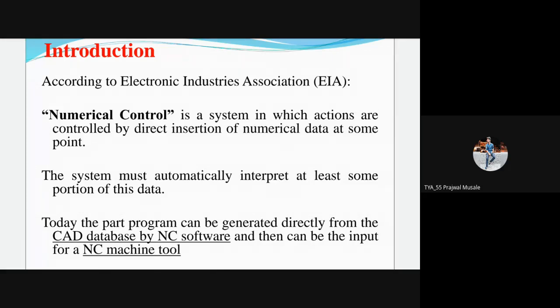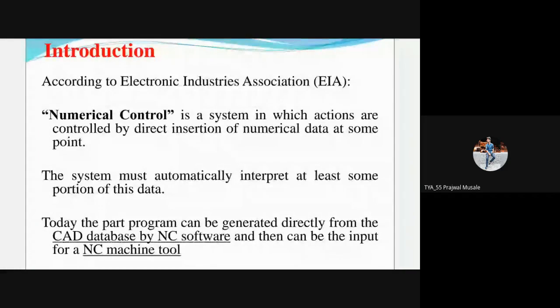Why? Because no 3D model is available, only a simple manufacturing process is there. For that purpose, one person is required for that machine. They will give input on their particular screen. But by using 3D software and a 3D model, we can also direct this machine. Now a CAD database with NC software is also available.